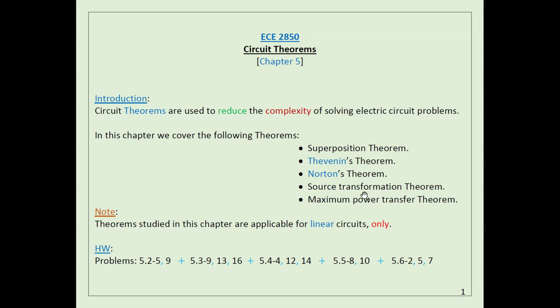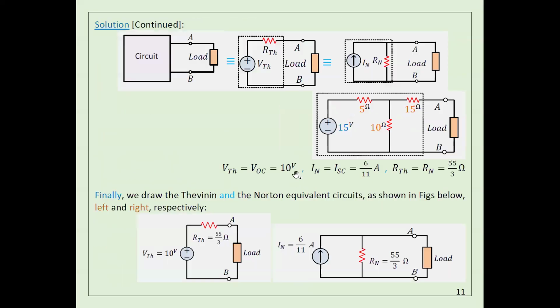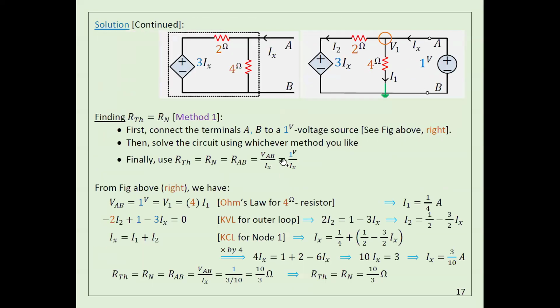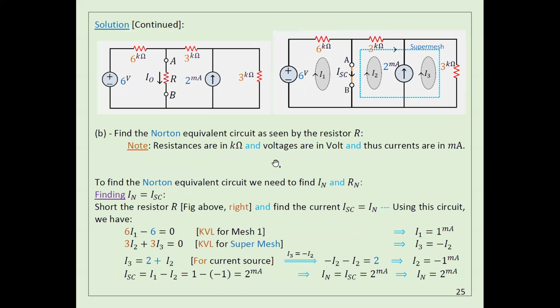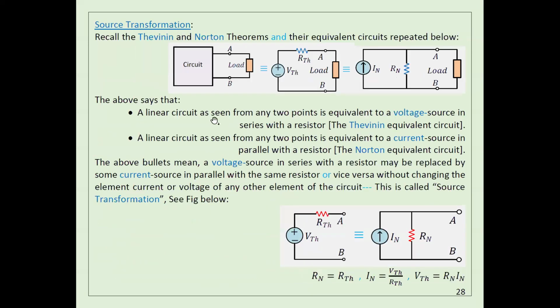So in this chapter, we have two more theorems. They are very easy theorems. One here is about source transformation, the other about maximum power transfer. They are very easy, much easier than what I have explained. So let's go to the next one here.